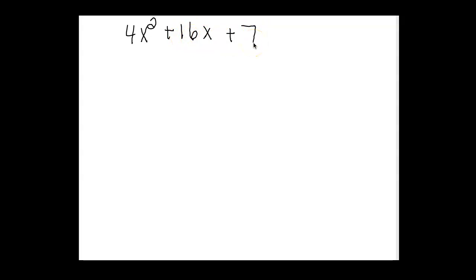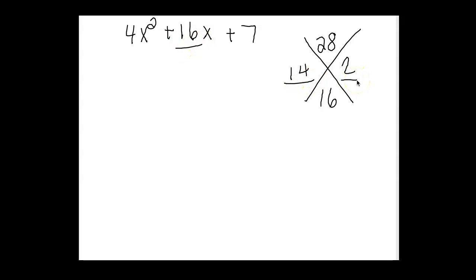So we have 4x squared plus 16x plus 7. Again, it's the first term and the last term, so 28, that sum to the middle term. You need 2 numbers that multiply to 28 and add to 16. So that's 14 and 2. Again, the first term and the last term are both positive. Therefore, this is going to give me 2 positive factors. We're going to replace the 16 with 14 and 2.